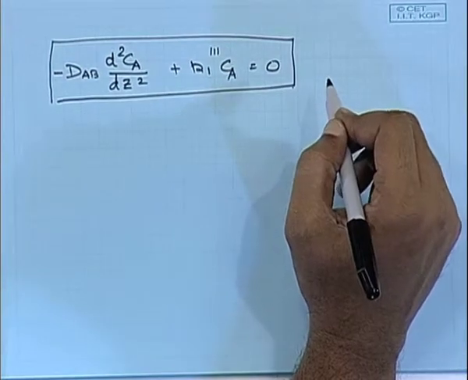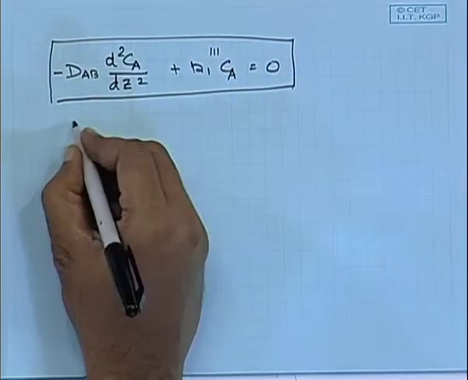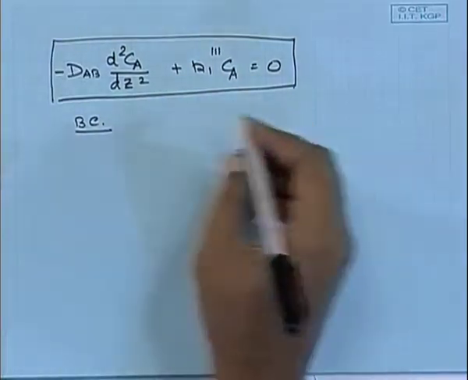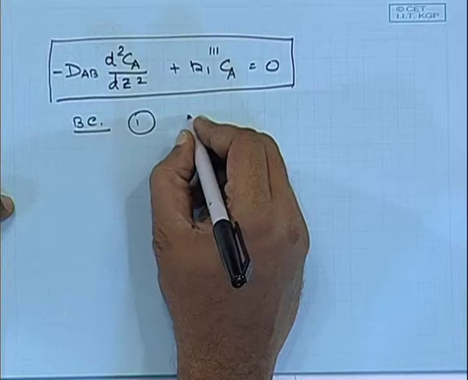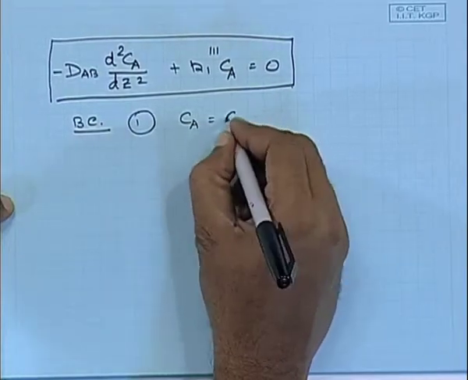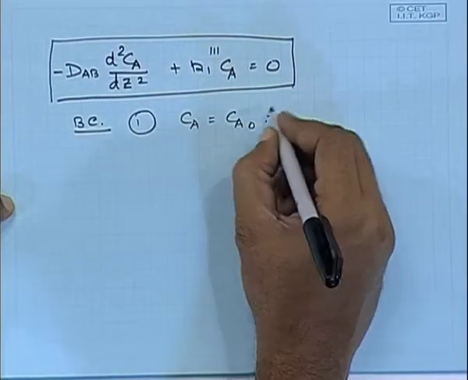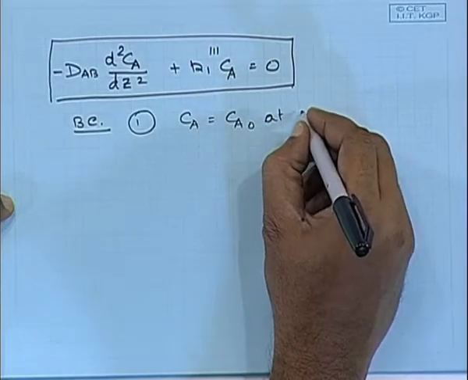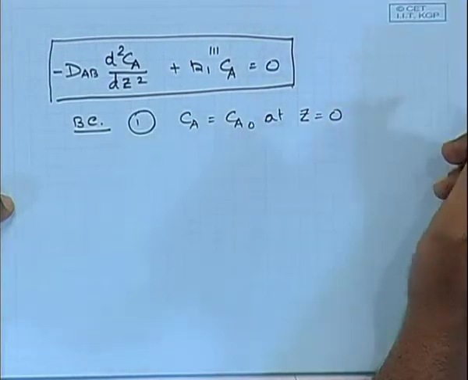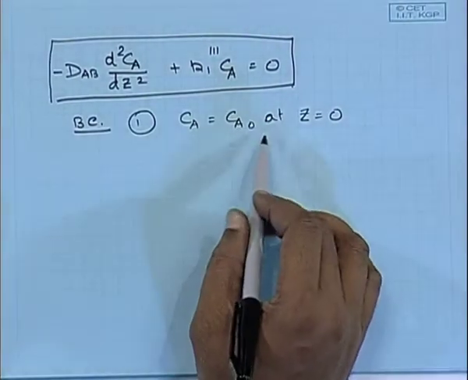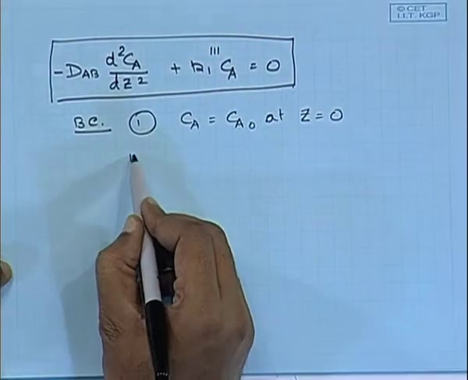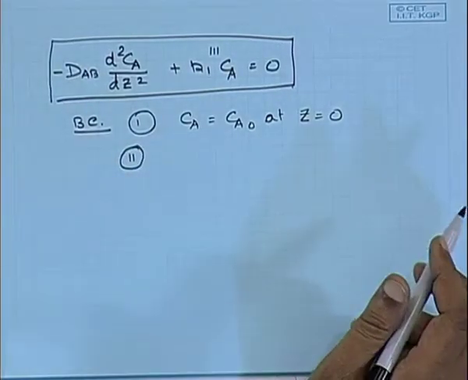Derivation of this equation. If that is the case, then we are going to need certain boundary conditions, two boundary conditions. The first boundary condition: it has been stated that the concentration at Z equal to 0 is maintained at a value equal to Ca0. So, this is already there in the statement of the problem, that Ca is equal to Ca0 at Z equal to 0. Can you tell me what would be the second boundary condition?